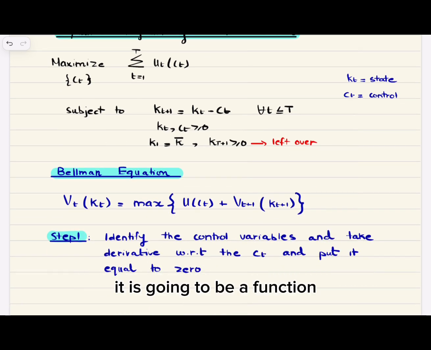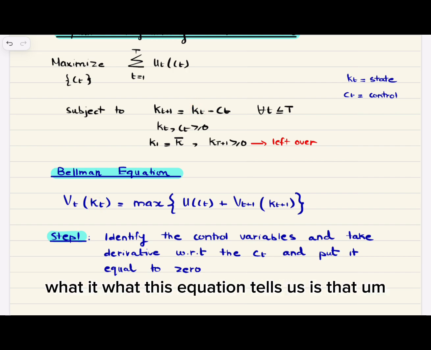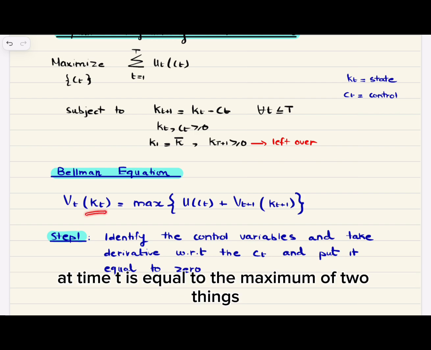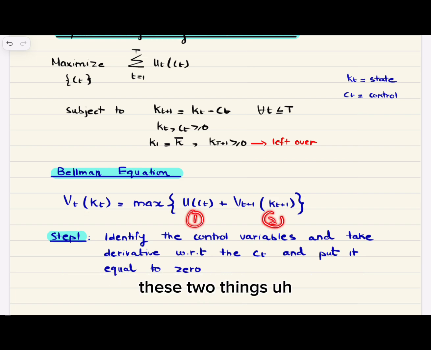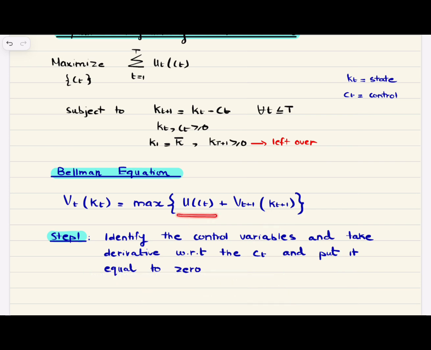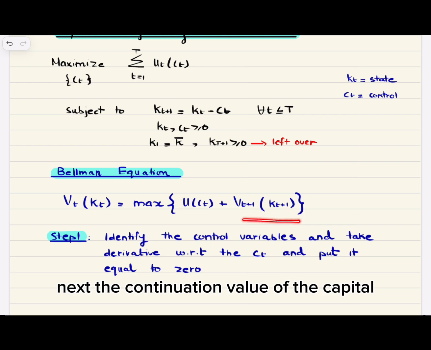Okay, the first step is to just state the Bellman equation. It is going to be a function of capital at time period t. What this equation tells us is that the value of having capital at time t is equal to the maximum of these two things. Firstly, the immediate utility you get from consuming at time t, and next the continuation value of the capital you carry into the next time period.